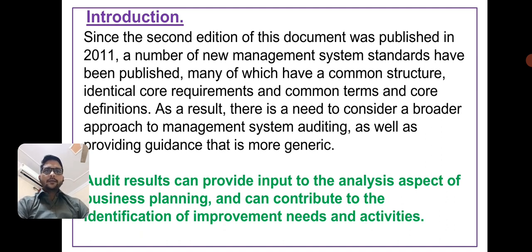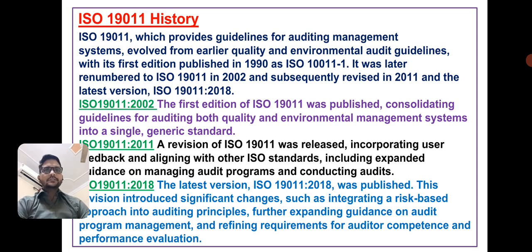In the introduction of ISO 19011, we first need to learn about its history. Earlier, it was the Quality and Environmental Auditing Guideline, whose first edition was published in 1990, that is ISO 10011. It was later renumbered to ISO 19011, and that first edition was published in 2002. This first edition of ISO 19011 consolidated guidance for auditing both quality and environmental management systems into a single, generic standard.